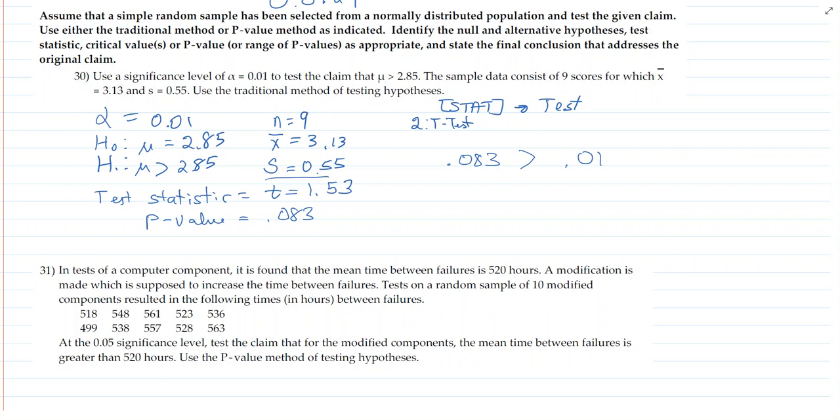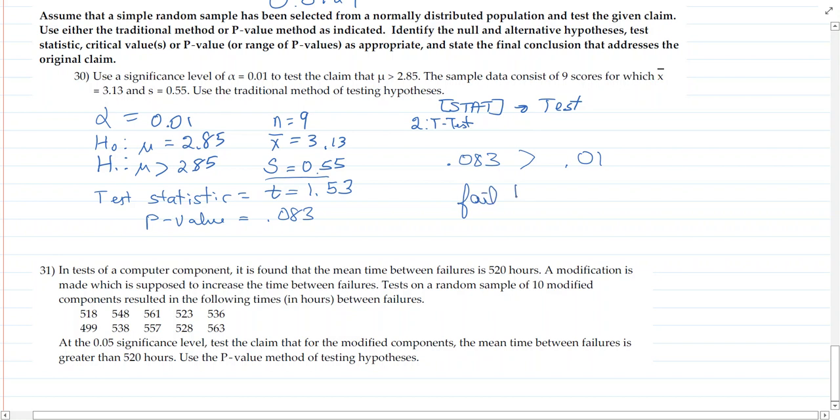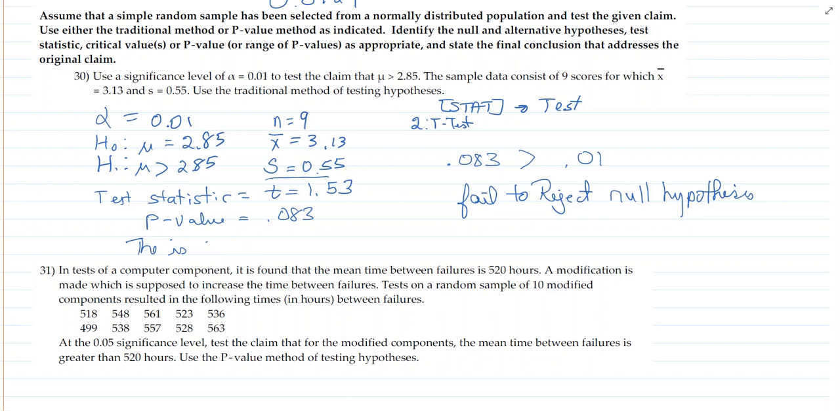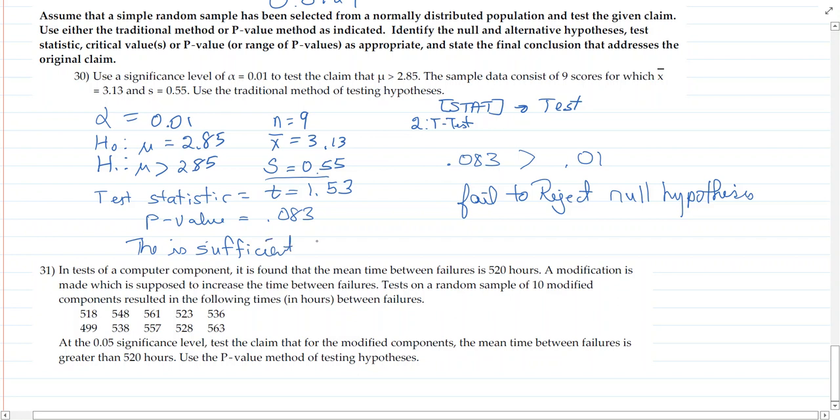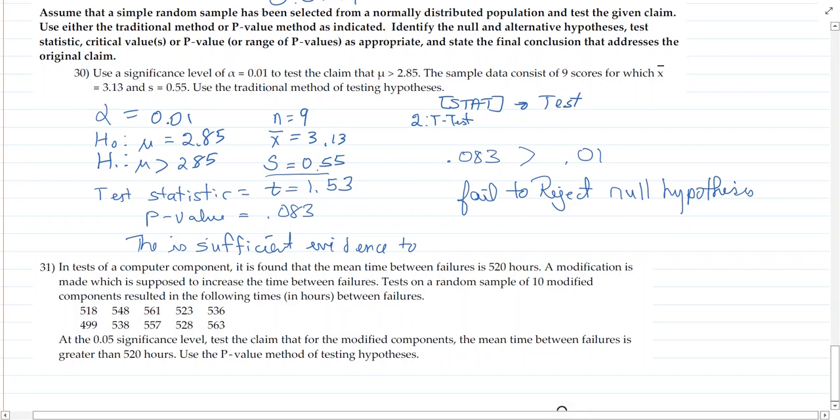So in this case, okay, and I think that's all. And state a conclusion. So there is sufficient, there is sufficient. That's the word they use. Sufficient. I keep on forgetting that. Evidence to reject the claim that mu is greater than 2.85.